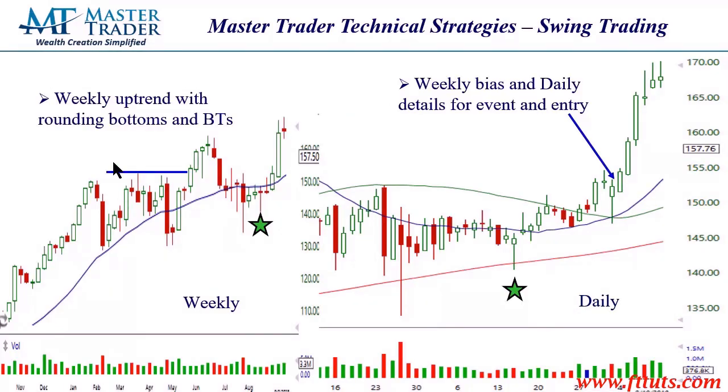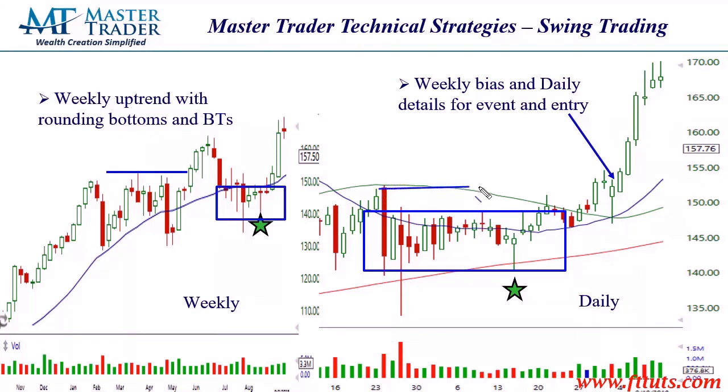Another example, weekly uptrend with rounding bottom and bottoming tail bars, which we have right there. And you can see it here. Now this is pretty whippy type of price action, and you can see how the 20 MA is intersecting through the middle of prices. And at that point in time, we really don't want any part of this. However, as time goes by, things begin to change. They evolve. And we see prices clearing this area.